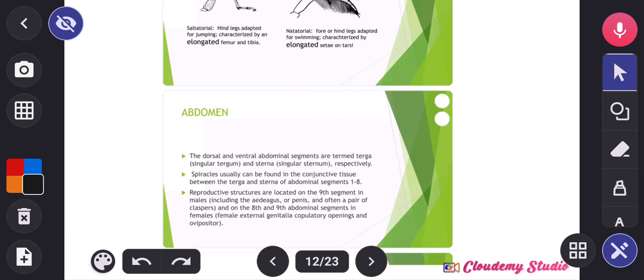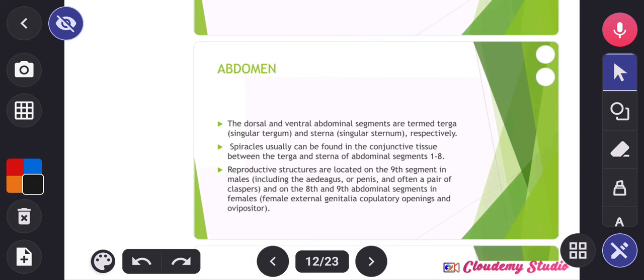Now to the abdomen. The dorsal and the ventral abdomen segments are called the tega and the sterna, respectively. The dorsal is called the tega and the ventral is called the sterna. Now we have spiracles that can be found in the conjunctive tissues between the tega, which is the dorsal, and the sterna, which is the ventral, in abdominal segments 1 to 8. We can find spiracles there.